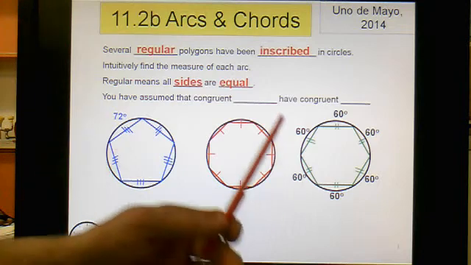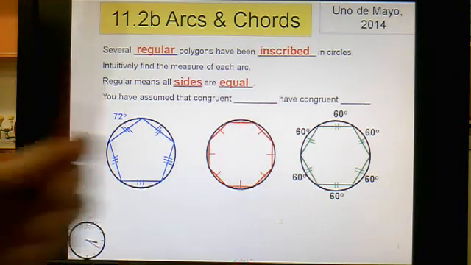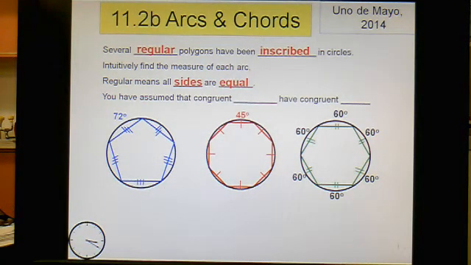Same idea with the octagon. Should be an easy one. Take 360 divided by 8 and you get 45 for all of them. So I'm hoping that's very simple. It's supposed to be intuitive. Not a lot of instruction needed for that.